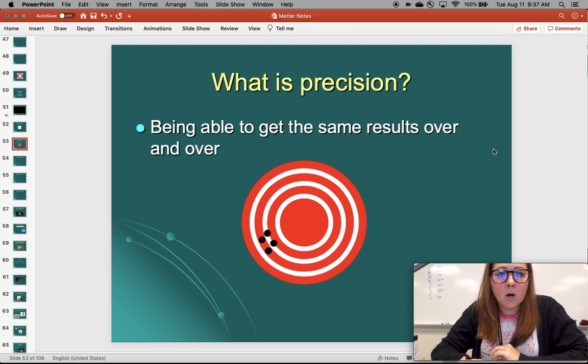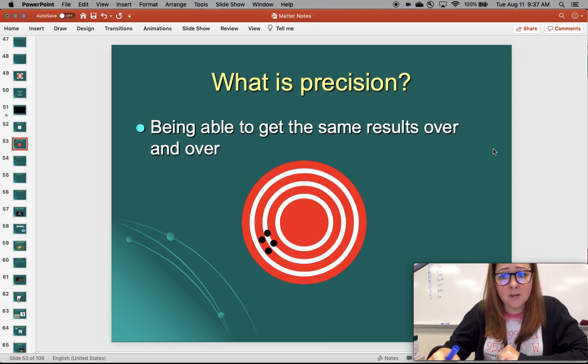So on the target here, you have a little cluster of dots in that picture. You're not in the center of the target, but all of those are really close together. That's really good lab practice, to be able to get the same results. So accuracy is getting the right answer. Precision is being able to replicate your results.